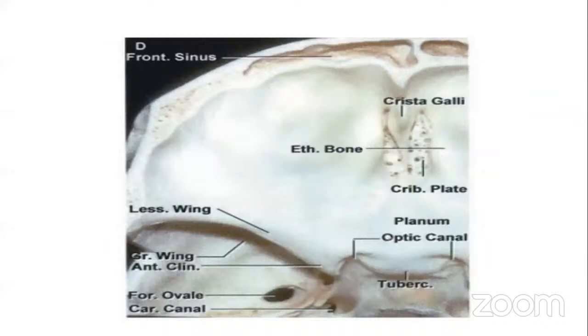Moving on, this is the roof viewed from superior, like from the anterior cranial base. Here it is the frontal sinus, frontal bone, ethmoidal bone, and crista galli, which basically gives the attachment for the falx cerebri, while the cribriform plate is shown here, where the olfactory bulb lies. So here's the lesser wing, greater wing, and anterior clinoid process. Here is the foramen ovale, carotid canal, and tuberculum sellae, basically connecting the middle cranial fossa.